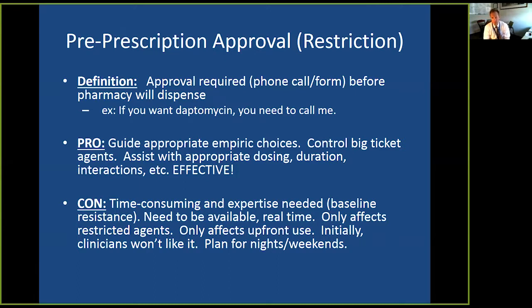It definitely impacts upfront use. Initially, clinicians aren't going to like it because you're controlling what they can and can't use. But eventually, this becomes part of clinical care, and it's just part of your daily operations. The issue is you have to plan for nights and weekends. Granted, in critical access hospitals, your volume isn't as high on nights and weekends as it is during the week, but certainly you have to make plans for that.